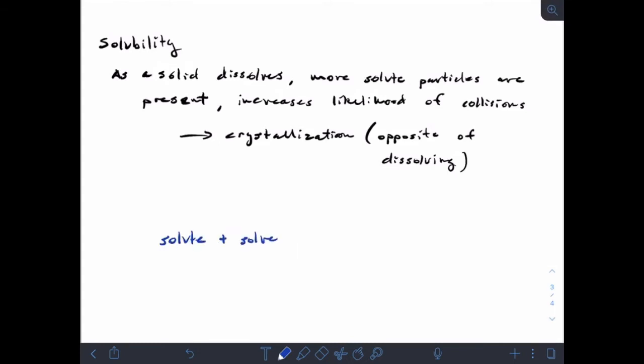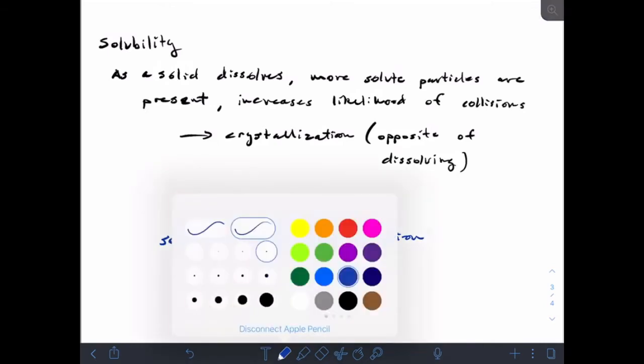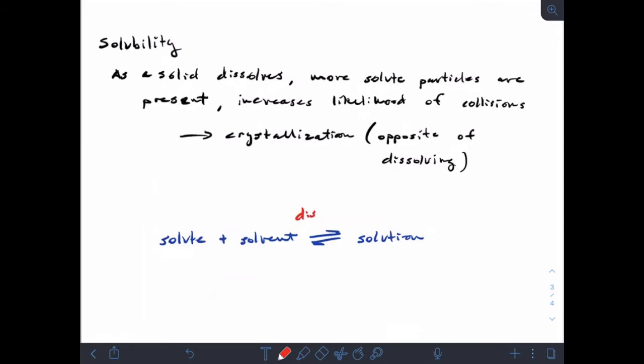plus solvent is going to be in equilibrium with solution. Okay, going forward, going left to right, that's dissolving. And going from solution to separate solute and solvent, that's crystallization. Okay, so dissolving into solution, coming out of solution to making separate solute and solvent is crystallization.